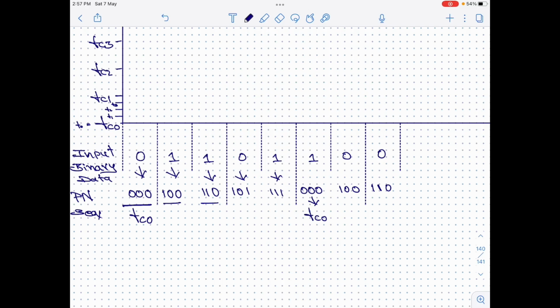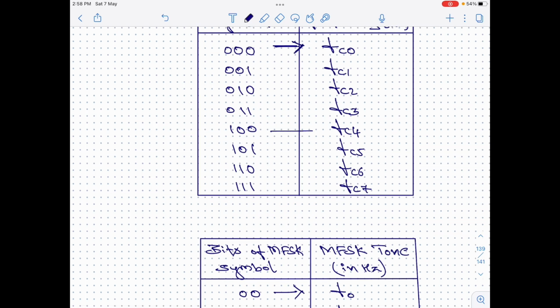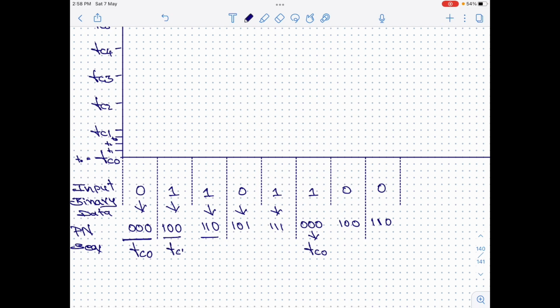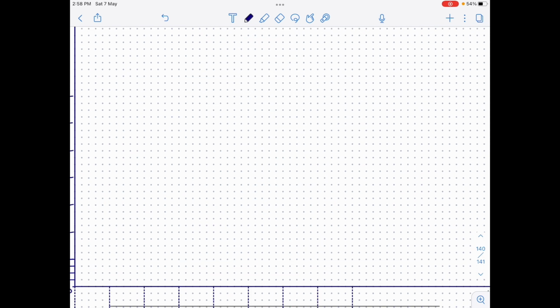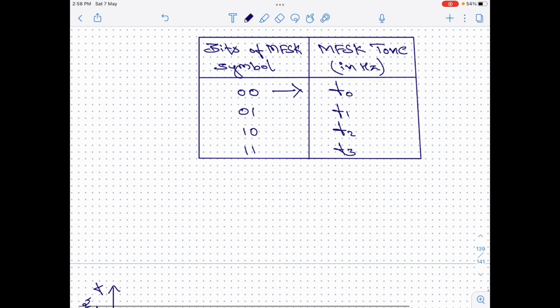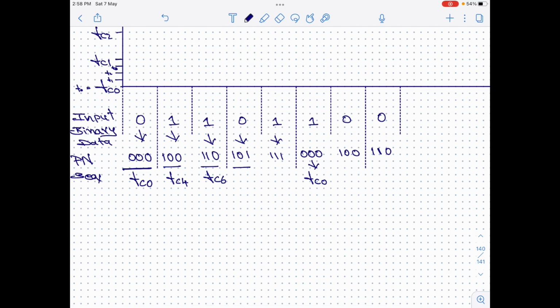The next PN sequence segment is 1 0 0. Go back to the table, 1 0 0 represents FC4. Come back and write FC4 here. Next one is 1 1 0. 1 1 0 represents FC6. I will write FC6 here. Then we have 1 0 1. 1 0 1 stands for FC5. So, this is FC5. Lastly, 1 1 1, it stands for FC7.